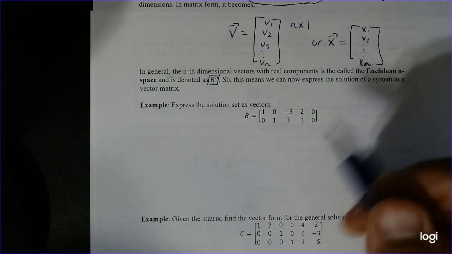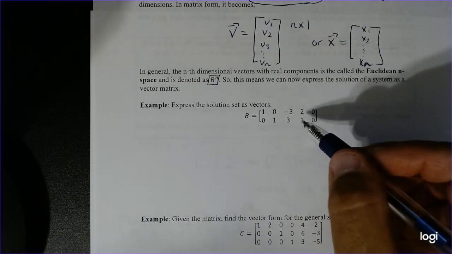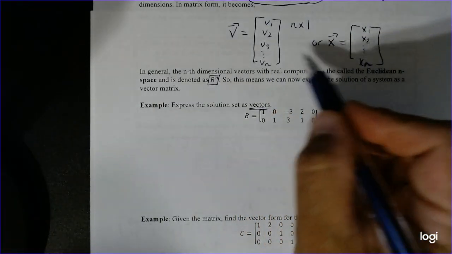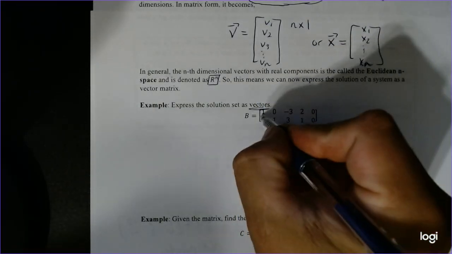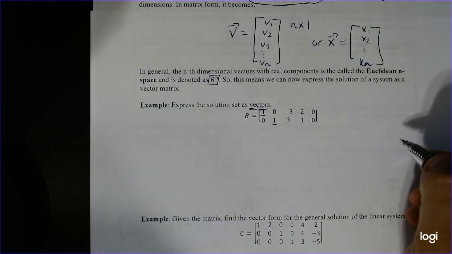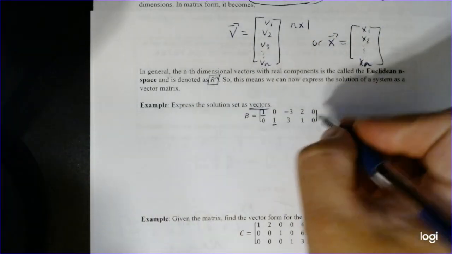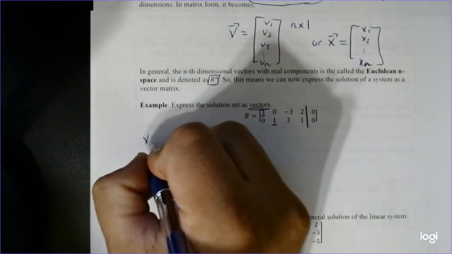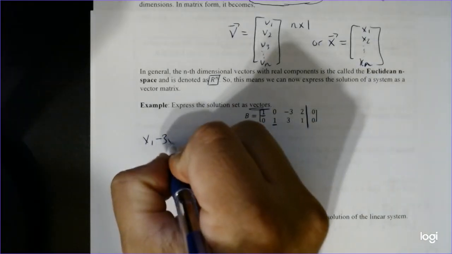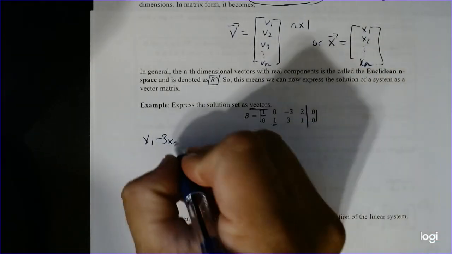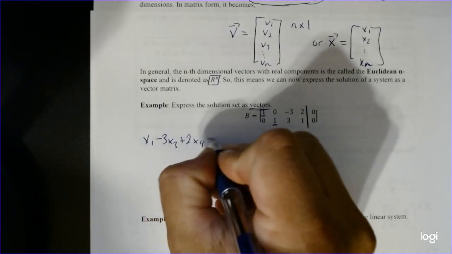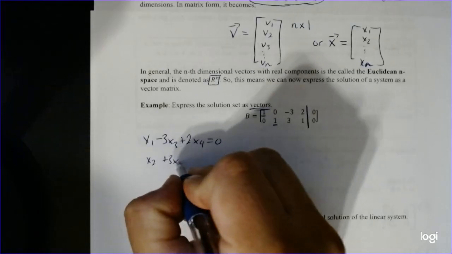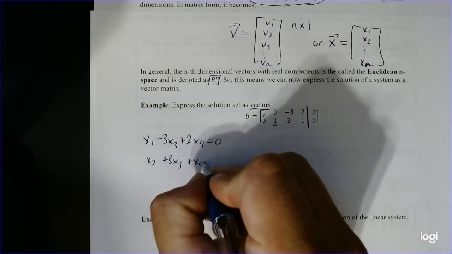Okay. So we have this matrix, and we just want to express the solution as vectors now, meaning like this. It's already broken down because we have 1 and 1, so it's already in row echelon form. Remember, it's also a homogeneous equation. So we're going to have x1 minus 3x3 plus 2x4 equals 0, and x2 plus 3x3 plus x4 equals 0.